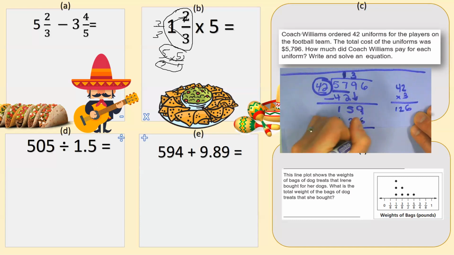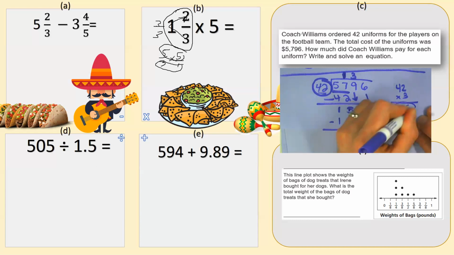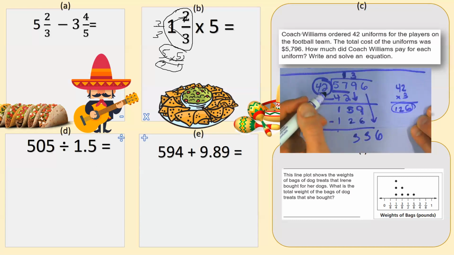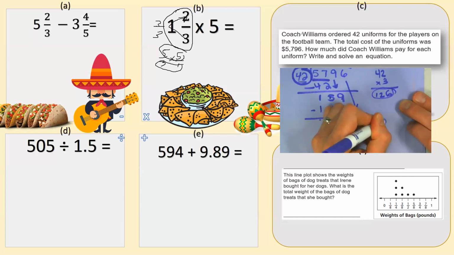9 minus 6 is 3. 5 minus 2 is 3. I have 33 left over. Bring down the 6. So 42 times 3 was 126, which is less than half. I'm going to guess it's going to be 7, because if this is less than half, when you double it, it's close to half. It's close to it. I'm going to just guess 7. So I'm going to figure out what 42 times 7 is.